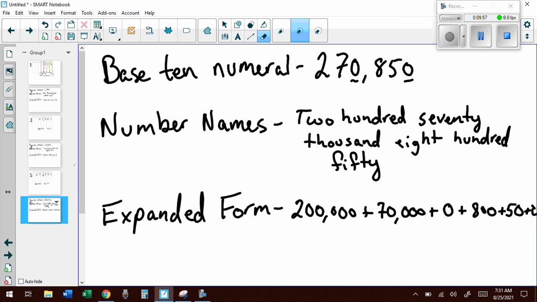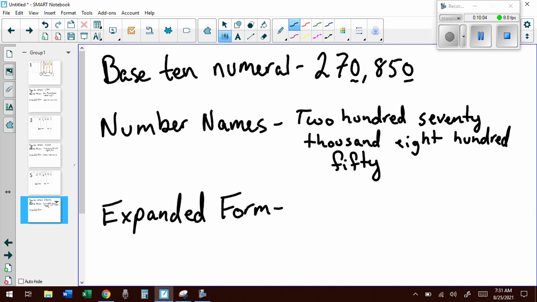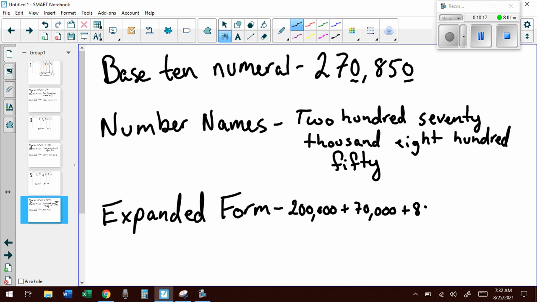So the proper way to write expanded form, go ahead and cross this out with one big line, because we don't want our zeros. The proper way to write expanded form is 200,000 plus 70,000 plus 800 plus 50. And that's today's lesson.